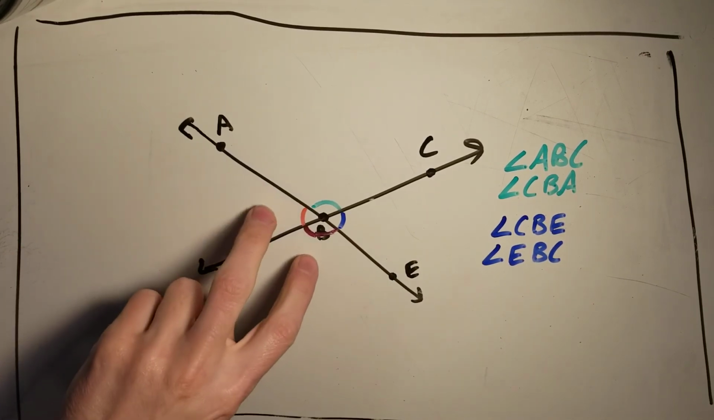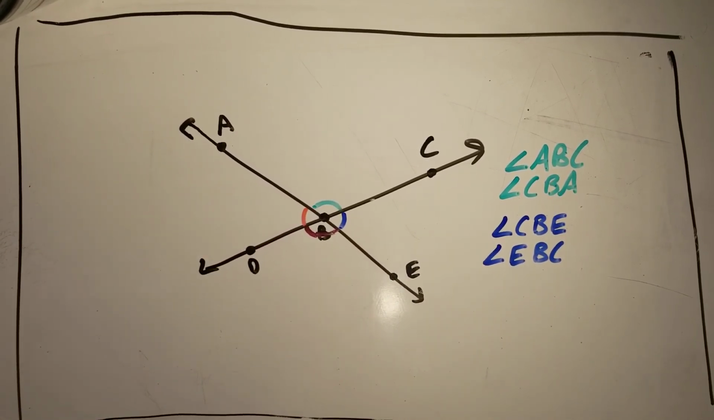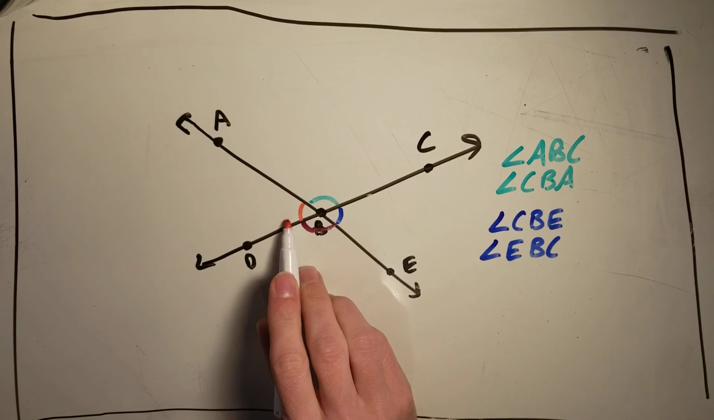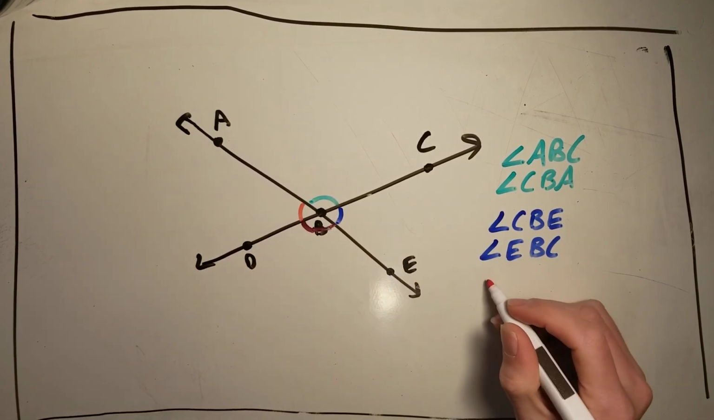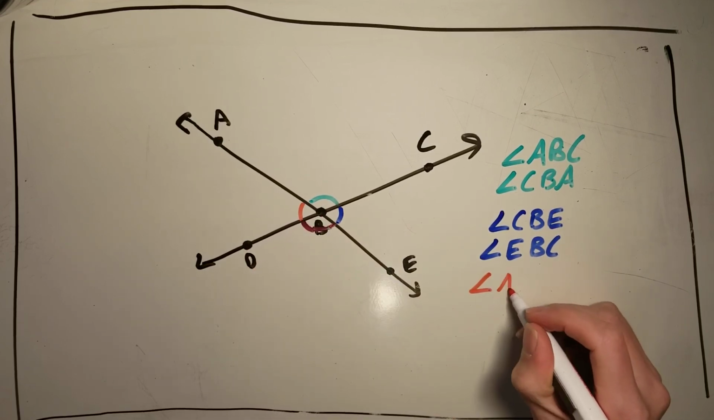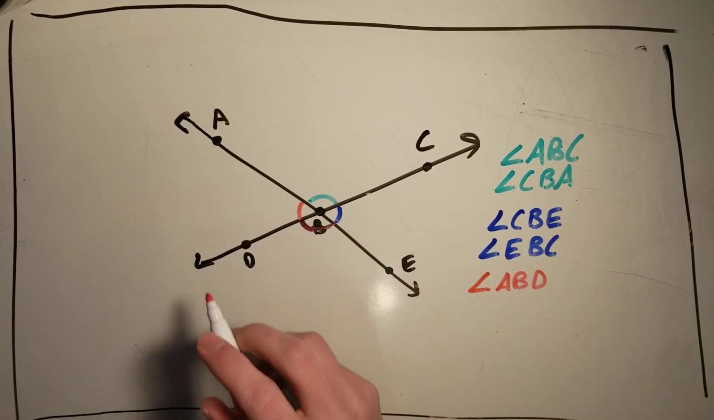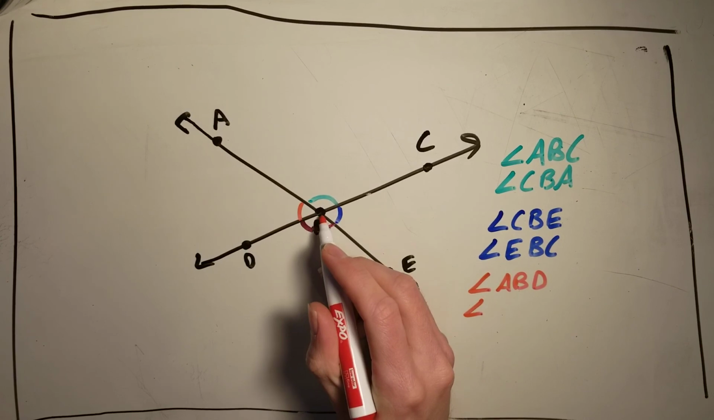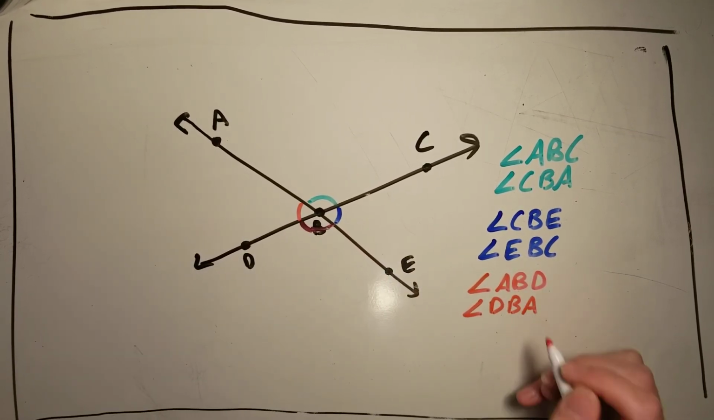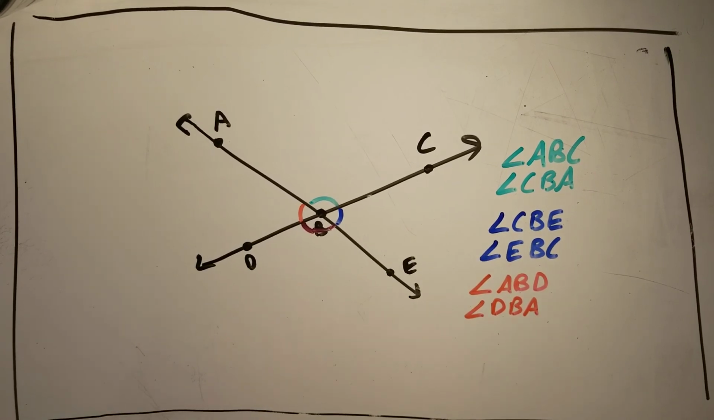If you want to try the next 2 on your own, you can go ahead and pause, try it on your own. I'm going to continue through, so then you can check and see if you have the right answer. I'm going to do the red one next. So for the red one, you have angle ABD, or you can call it angle DBA. That would be your 2 names for the red angle here.